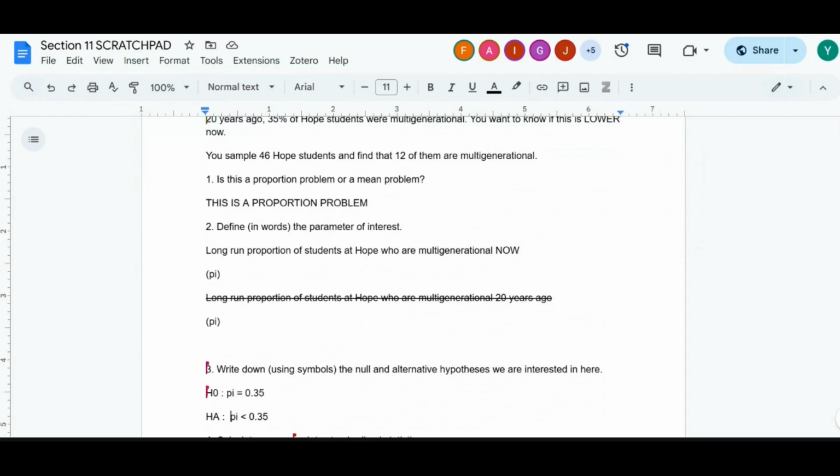So I'm telling you, 20 years ago, 35%. And by the way, it's all fake, okay? I just fake all these things for class purposes. Please don't go report this to other people, okay?